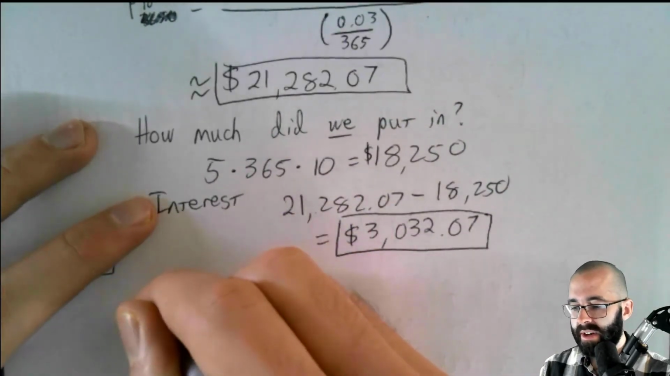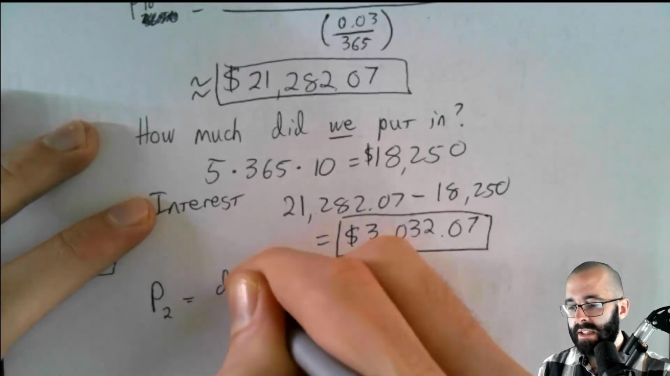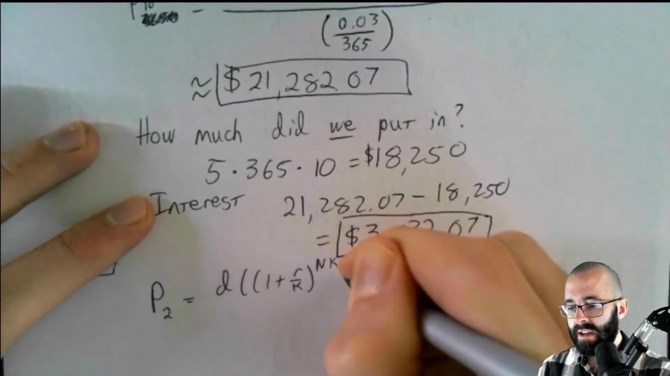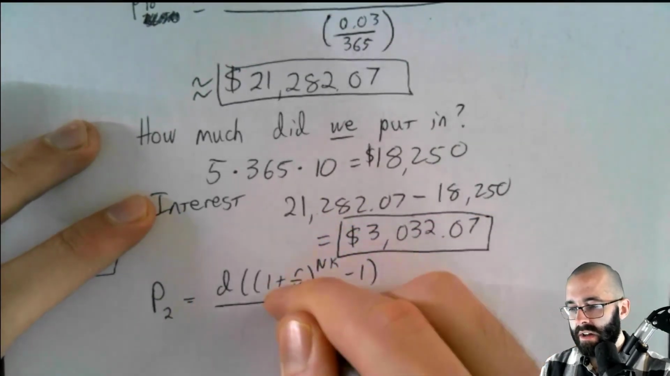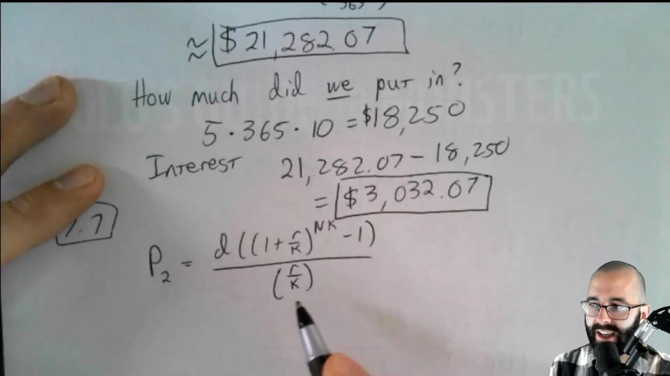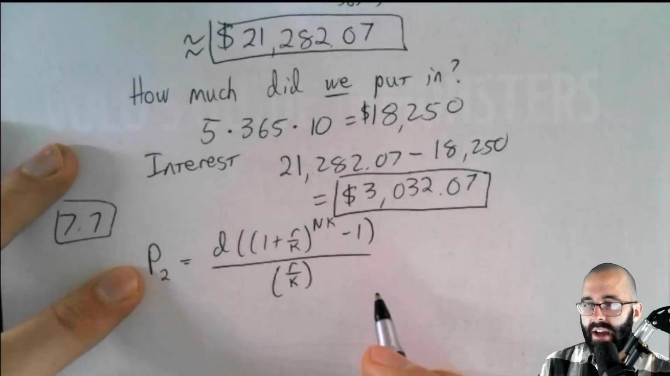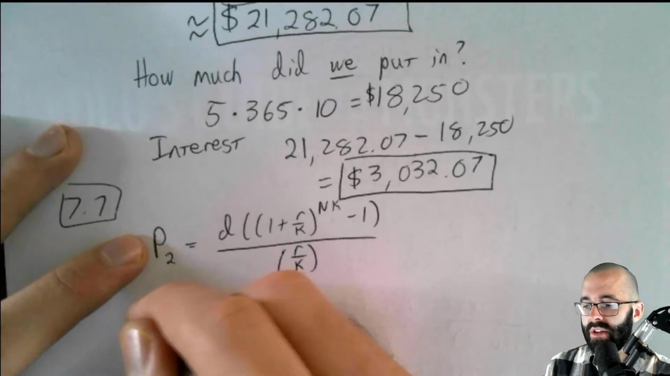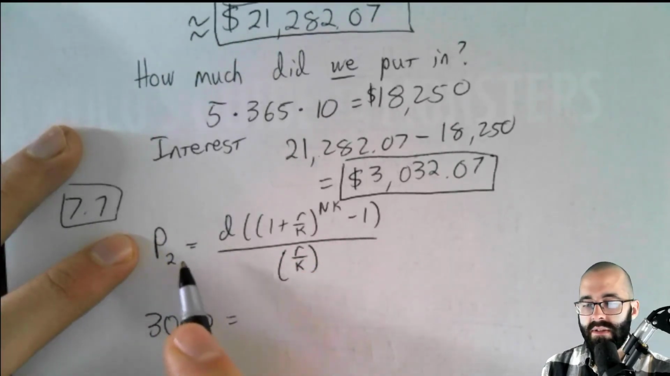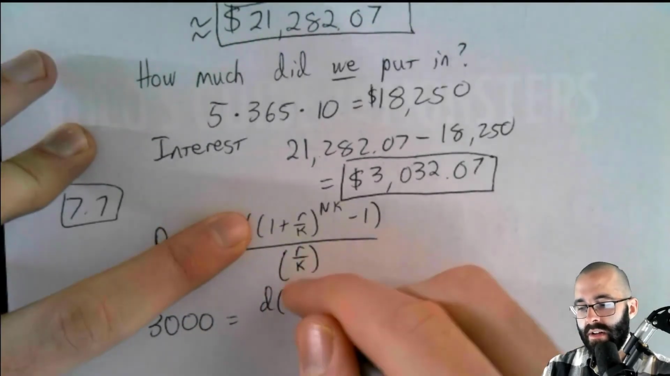We're going to write that formula down again. The amount after 2 years is going to be D times (1 plus R over K) to the NK, minus 1, all over R over K. I usually use N, but we're using K in this class. That's why I keep saying N right here. And this time we know that we want $3,000. We don't know the monthly payments, so that's still going to be a D.